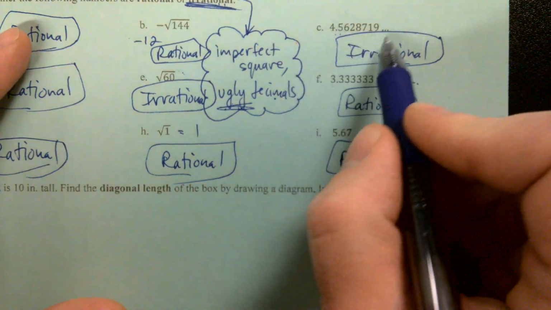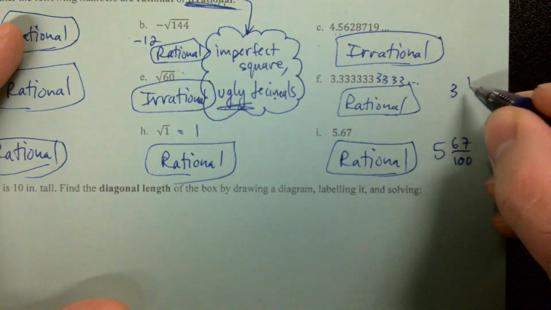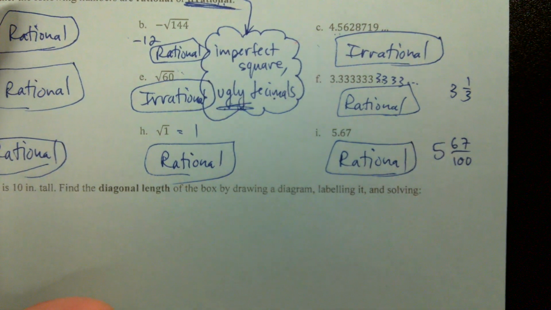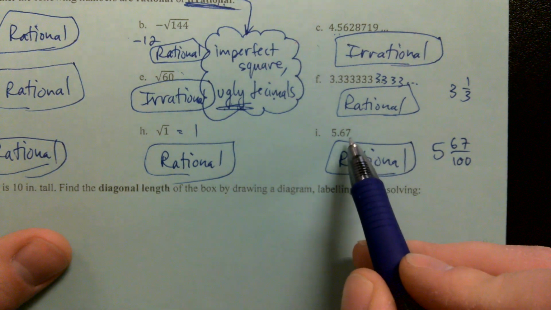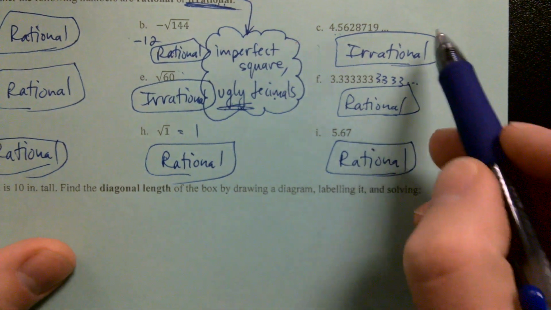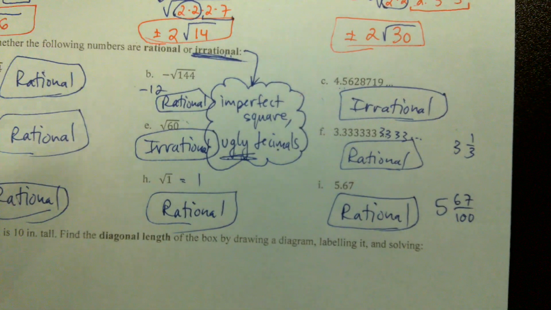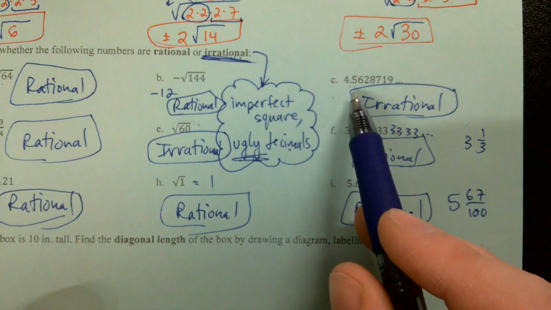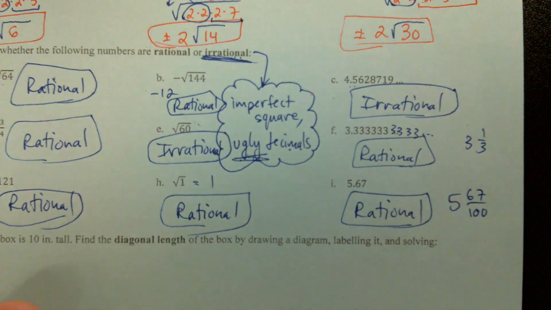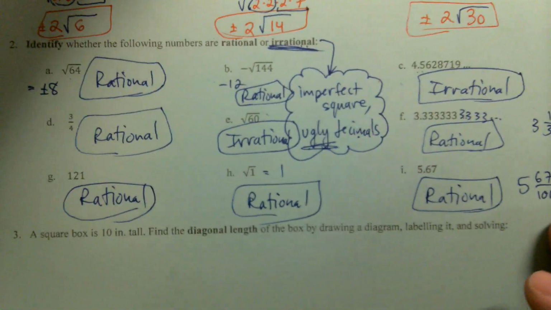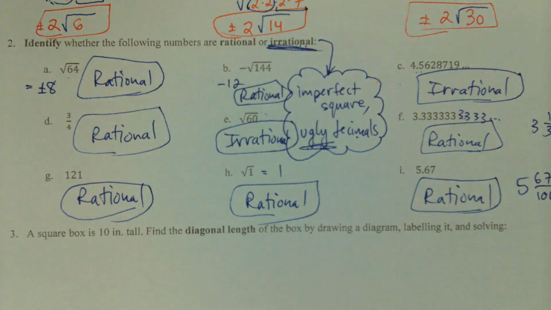I can't write C as a fraction. F, that's just 3 1/3. I can write that as a fraction. So this is not an ugly decimal. It doesn't go on forever and ever and ever with a bunch of random numbers. That is what we're looking for. Hold on one second. So irrational, look for decimals that go on forever with no pattern and imperfect squares. That is all. Everything else that we're going to be talking about is rational.